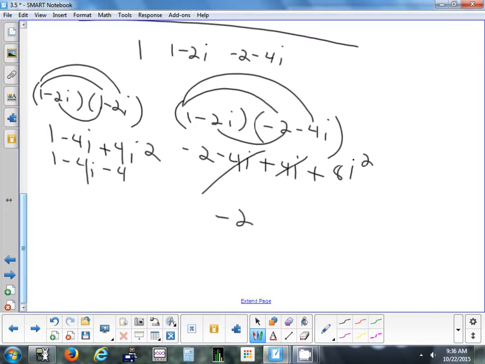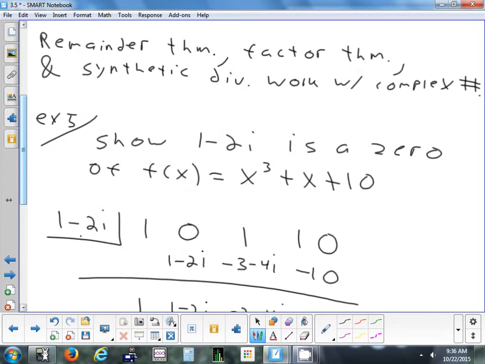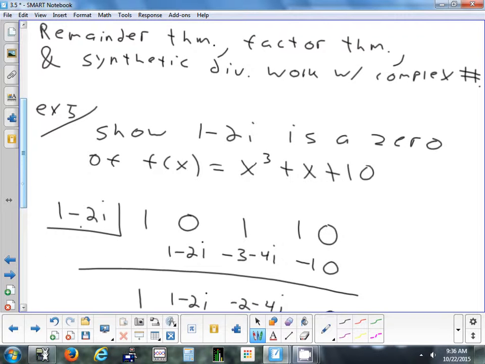What's 8i squared? And what's negative 2 minus 8? Negative 10. Add them up. Remainder 0. So we just proved that that is a root of f of x. All right? So a little bit more work with synthetic division just because of that foiling. But it does work just the same.